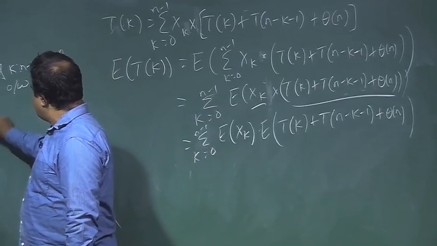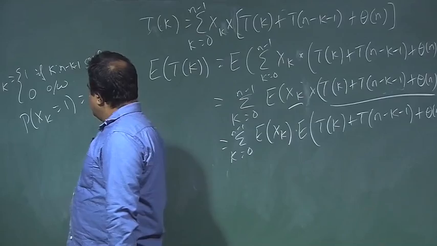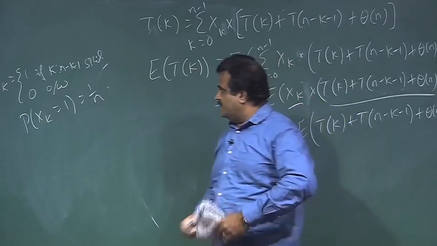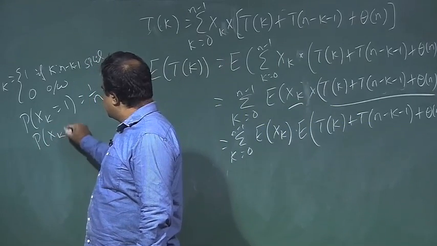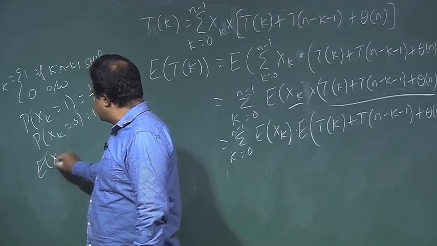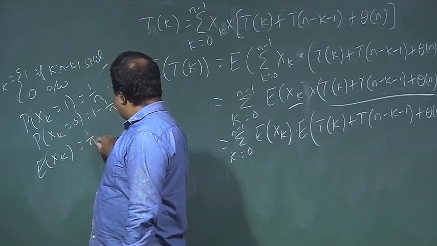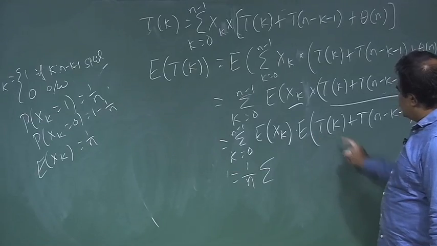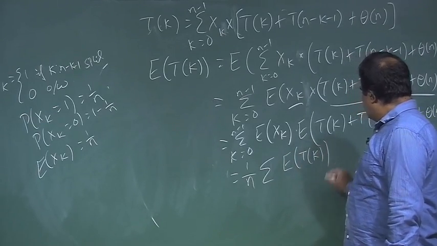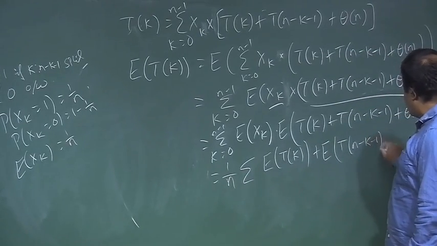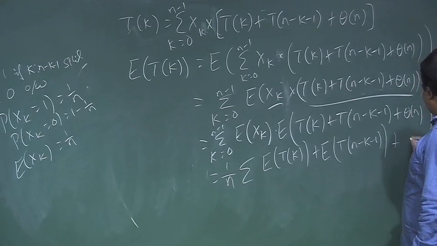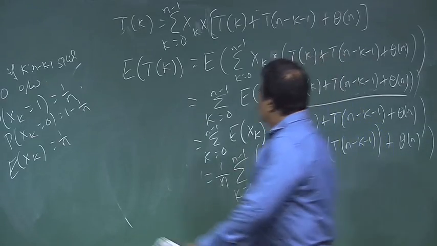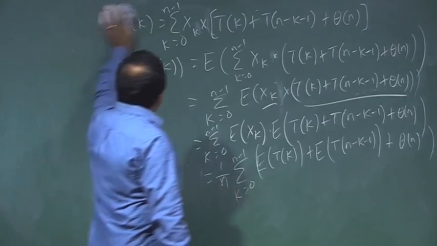Now, Xk is a discrete random variable. The probability of Xk equal to 1 is 1 by n, because there are n possible splits and they are equally likely. The probability of Xk equal to 0 is 1 minus 1 by n. So, the expectation of Xk is 1 into 1 by n plus 0 into the rest, which is 1 by n. So, 1 by n comes out of the summation of the expected value of this. Now, again we take the expectation inside: the expectation of T(k) plus the expectation of T(n minus k minus 1) plus the expectation of theta of n. That has nothing to do with the randomness, so it is basically theta of n. This is summed over k equal to 0 to n minus 1. If you simplify this, what will it give us? Let me rub this.